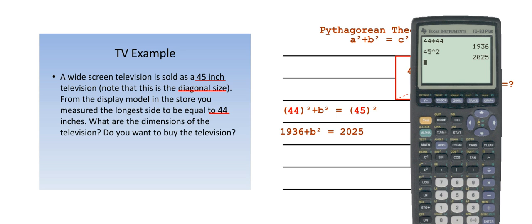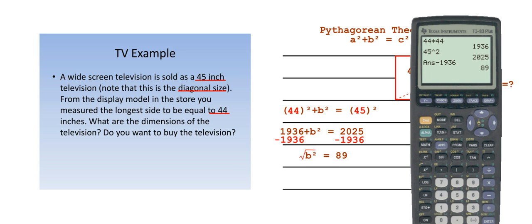Okay, now we gotta solve for b squared, meaning we gotta get rid of the 1936. So minus 1936 from both sides. 2025 minus 1936, so I already have the 2025 just before, so that should still work. If I push subtraction, it takes the answer from before, subtracted by 1936. Hit enter and it gives you 89. So our answer, b squared equals 89.